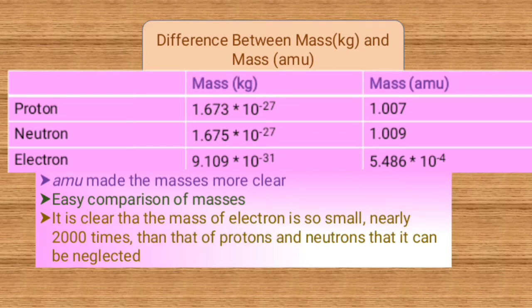This also clears that the mass of the electron is so small, nearly 2000 times less than that of proton and neutron, that it can be neglected. Due to this reason, the atomic mass of an atom comprises protons and neutrons and not electrons.